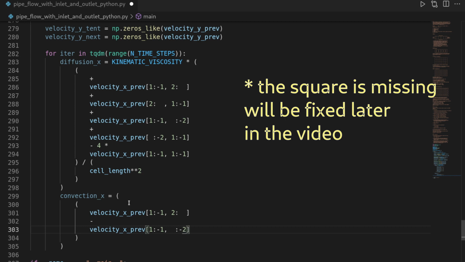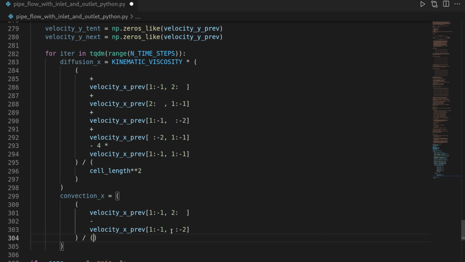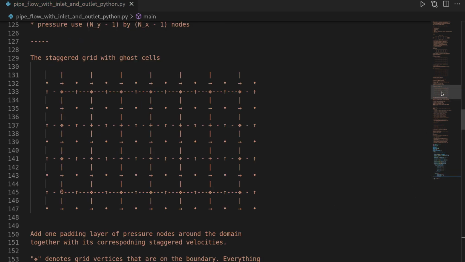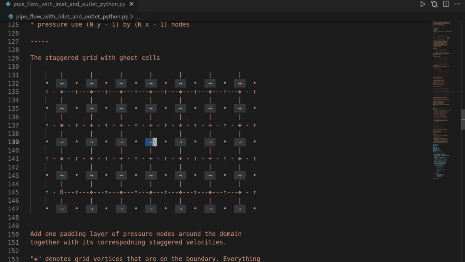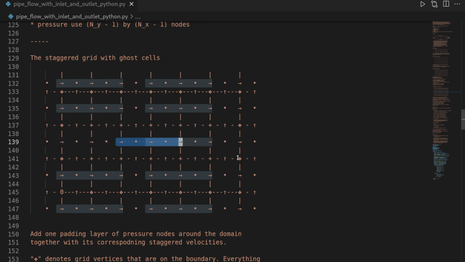And then at x, we are going from the beginning to the second to the last element and divide by the cell length, or actually we have to do it 2 times the cell length, because if you look here and we would, for instance, look at that point, we're doing 1 point to the right, 1 point to the left, then we have 2 times element length in between them.